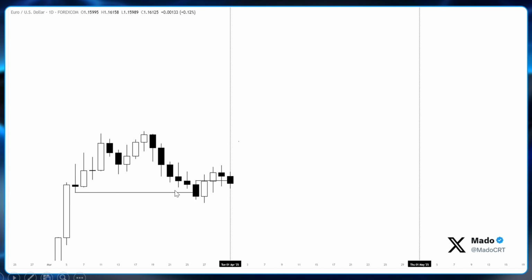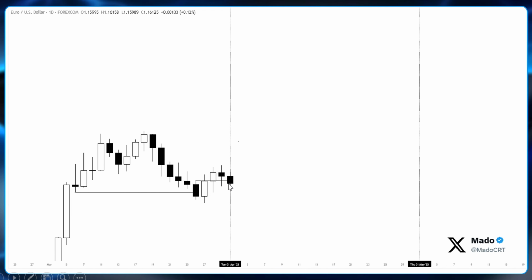Price retraced lower and filled liquidity in the form of filling this gap, this FVG, and then we got a close above. With this close above, we have a confirmed shift in price. Once we have a shift, the market enters a reversal phase. So now we expect bullish behavior.